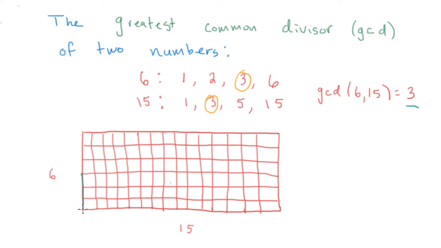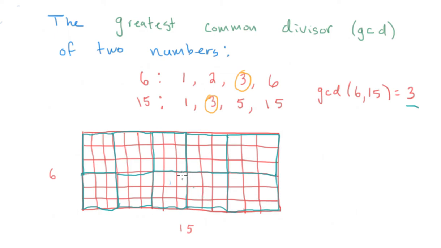So what I can do is, here's a 3 by 3 square. I'm just going to cover this rectangle with 3 by 3 squares. And now for any common divisor of 6 and 15, I will be able to cover this rectangle with squares of that size. But the greatest common divisor is going to be the largest square.